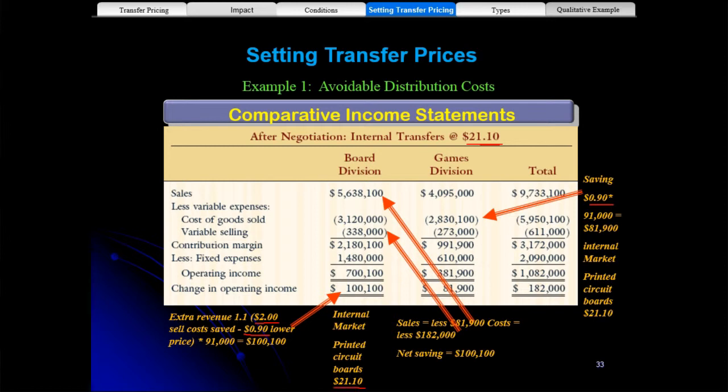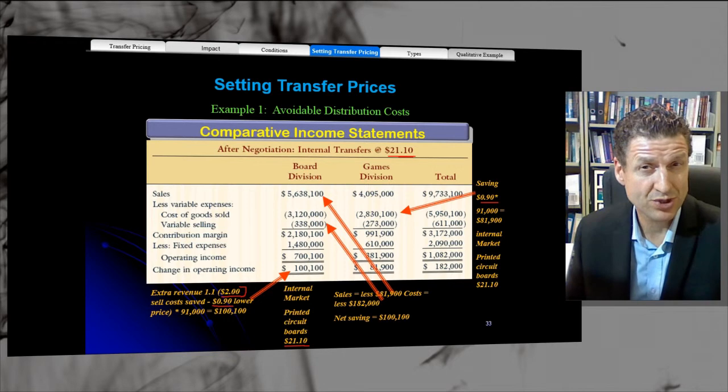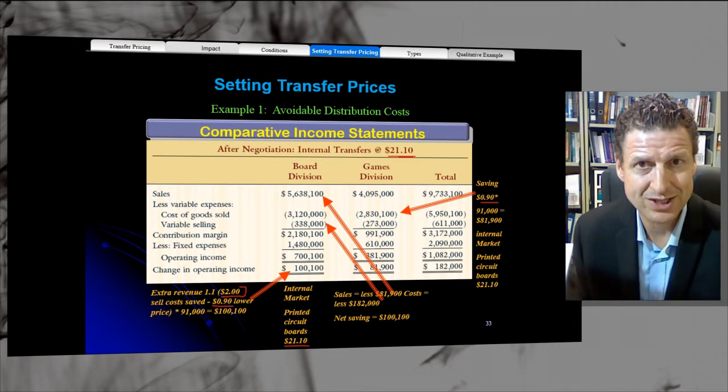Board division is actually taking $1.10 saving out of that $2 selling cost saved. So there's $2 in selling costs saved by making that internal transfer, and games division is getting a 90 cent share of that. Board division is getting a $1.10 share of that. So that's avoidable distribution costs. We have avoided $2 in distribution costs.